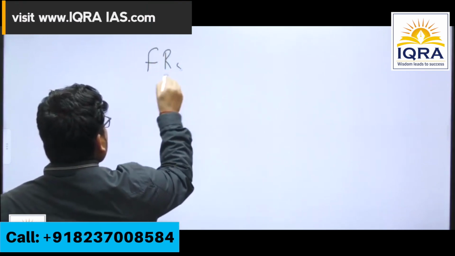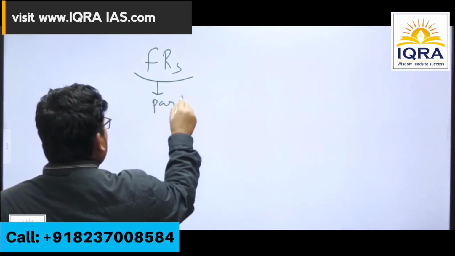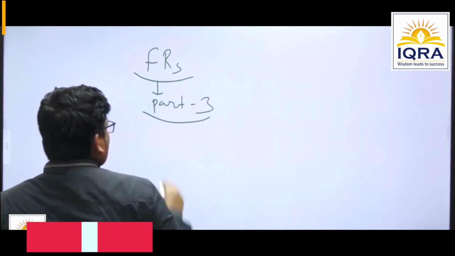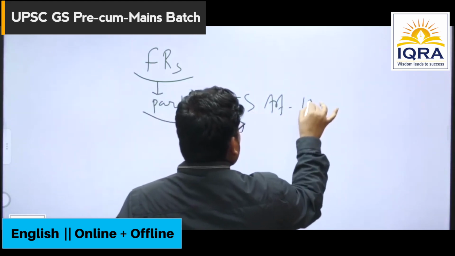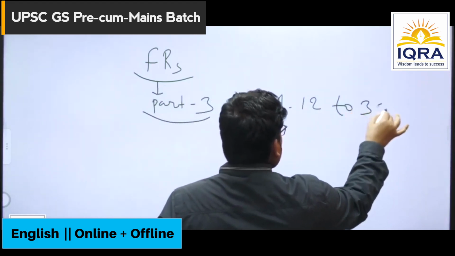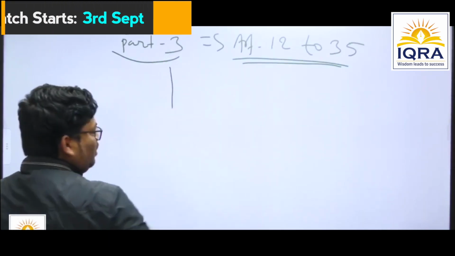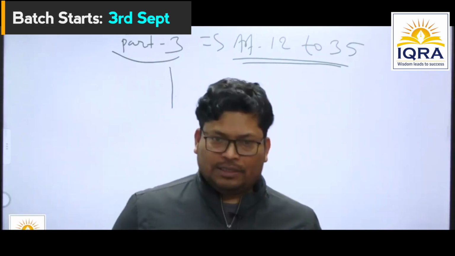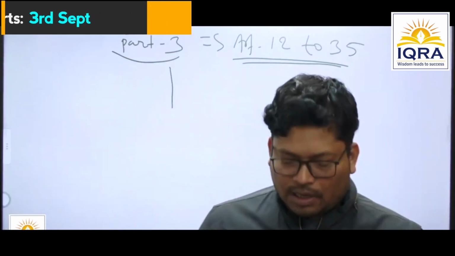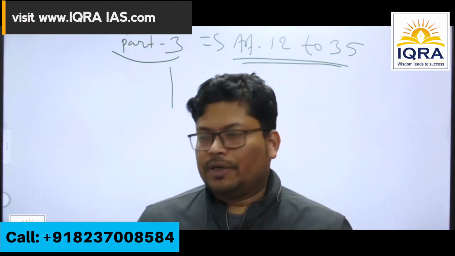Fundamental rights, given in part 3 of the Constitution and mentioned across articles 12 to 35. If you want to classify the fundamental rights, you can classify them into 4 different classes. So after classification, we get 4 different groups of fundamental rights.